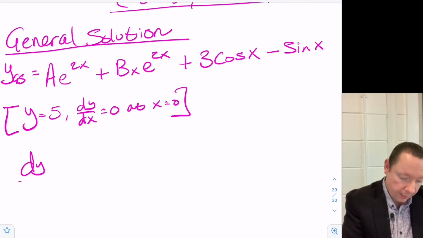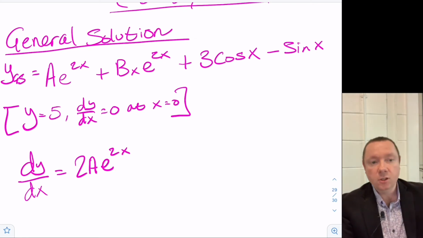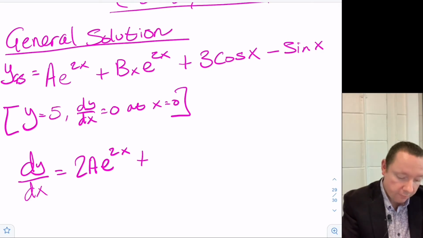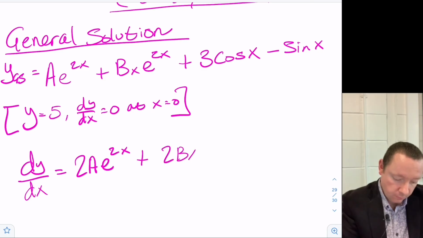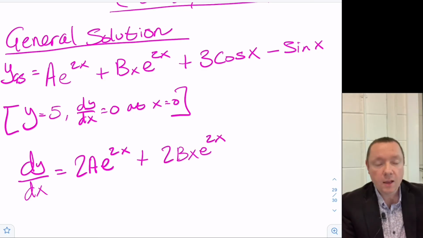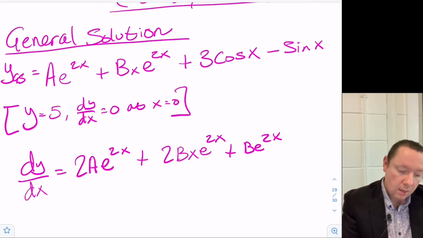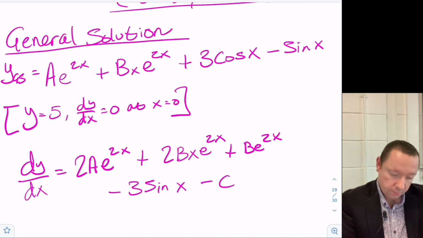So our dy by dx is 2a e to the 2x. And then using the product rule on the second term, we're going to have 2bx e to the 2x. And then differentiating x gives us 1, so plus b e to the 2x. Cos becomes minus sine, and sine becomes cos.